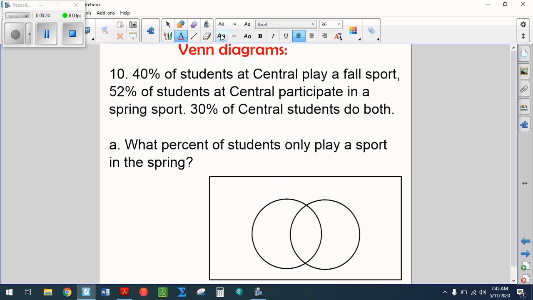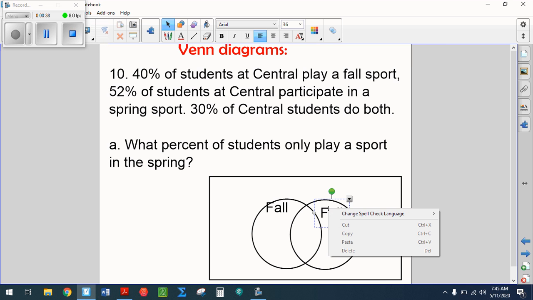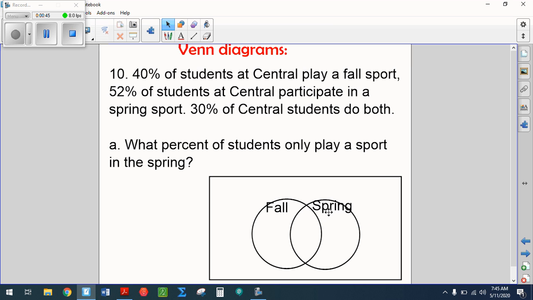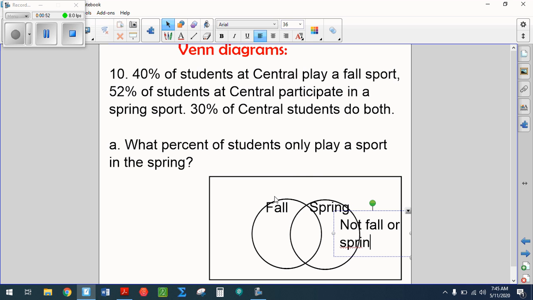So we're going to have one circle here for fall sports, and then the second circle is going to be for spring sports. The overlap of the Venn diagram, hopefully it's obvious to you, represents people who are playing fall and spring sports. And then outside the two circles, not fall or spring. So maybe they play a winter sport, maybe they don't play any sports at all.